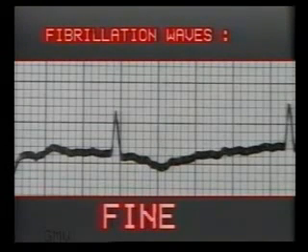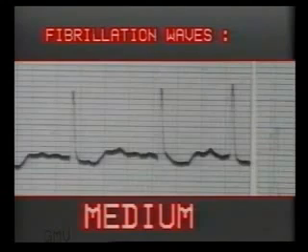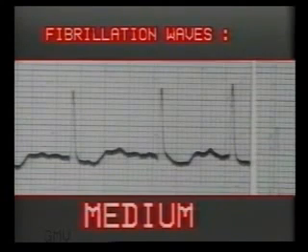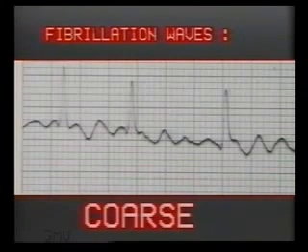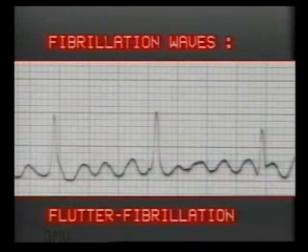The fibrillation waves are described as fine, medium or coarse. These are fine fibrillation waves. These are medium fibrillation waves. And these are coarse fibrillation waves. Coarse fibrillation waves at times resemble atrial flutter, and a mixed pattern with characteristics of both is seen as in this strip. This is termed as flutter fibrillation. It has no clinical significance, just an ECG manifestation of atrial fibrillation.